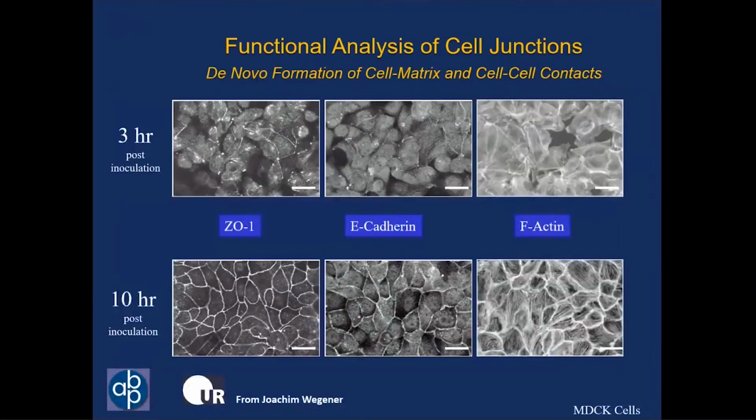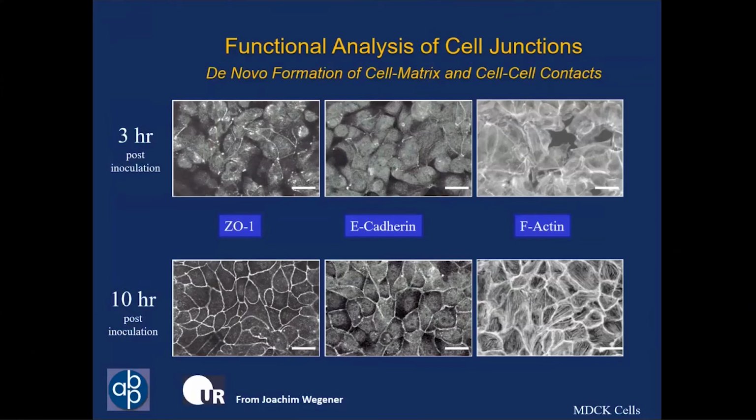Here, we've looked at these cells at these 2 points, 3 hours, the upper panels, and 10 hours after inoculation, the lower panels. And the cells have been stained with the tight junction protein ZO-1 or E-cadherin. We've also stained the microfilaments with F-actin. And what you see is that the cell layer is essentially in place and attached and spread at 3 hours after inoculation. But it's not until 10 hours after inoculation that we see the junctional proteins organized and the belted pattern of the F-actin.